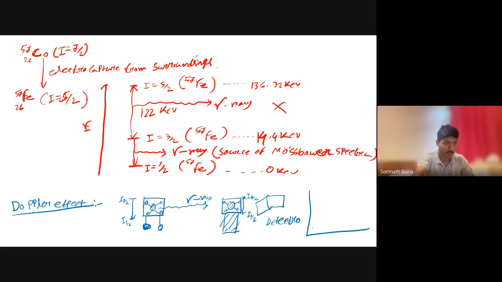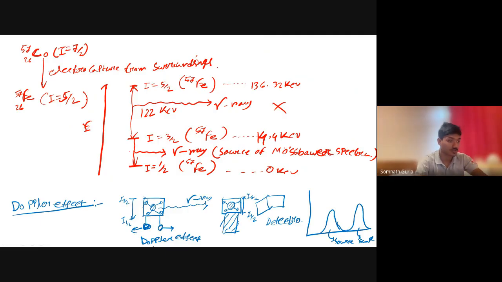This is basically my source, and this is my sample. So we are moving the source towards this direction. We are providing some energy in this direction, and we are removing some energy from the gamma ray. So this is the Doppler effect, where we are providing some velocity.